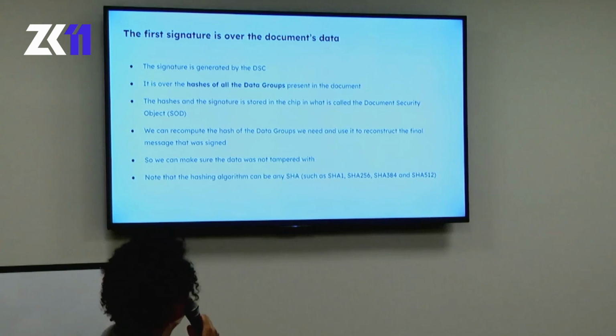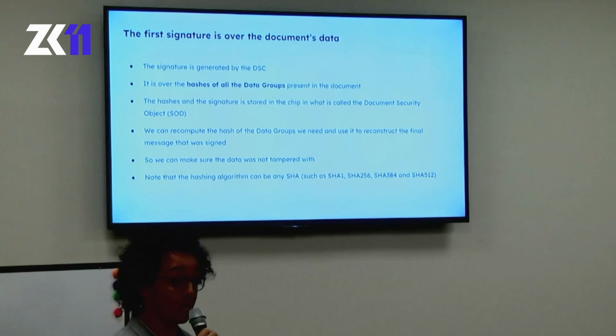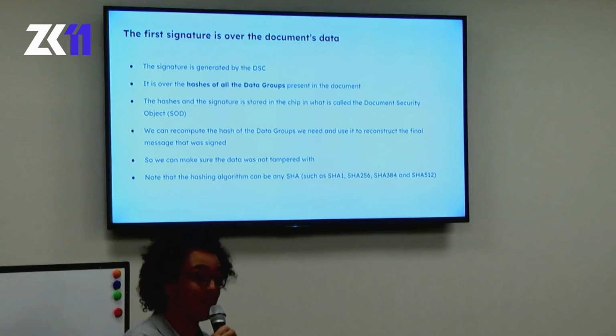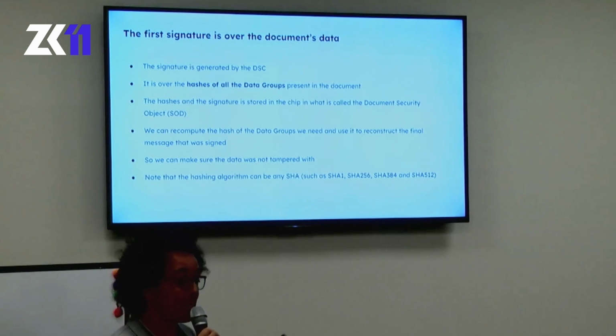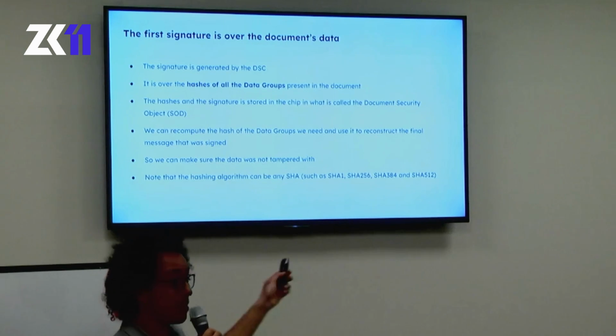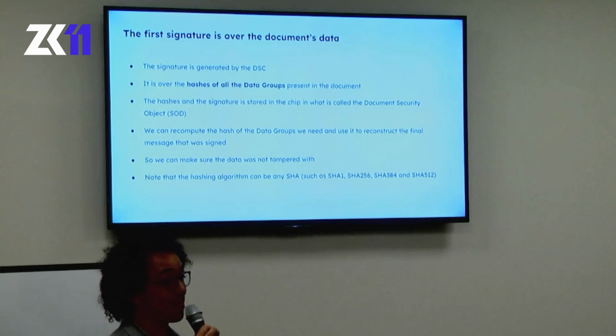And the hashing algorithm, as I mentioned, can be any SHA. Quite often it's going to be SHA-256, but sometimes it can be SHA-1, SHA-512, SHA-384, sometimes maybe any other, but those are the ones I've seen so far. So you kind of have to adapt, which is a bit annoying sometimes.